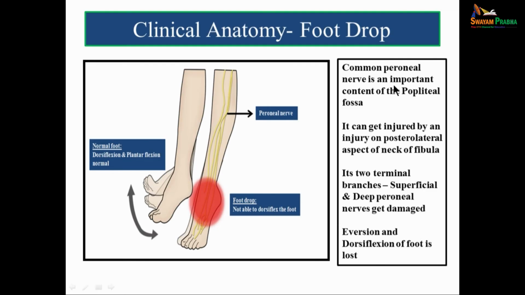The common peroneal nerve is an important content of the popliteal fossa. It can get injured by an injury on the posterolateral aspect of the neck of fibula. Its two terminal branches, that is the superficial and deep peroneal nerves, both get damaged, and in this condition eversion and dorsiflexion of the foot is lost.